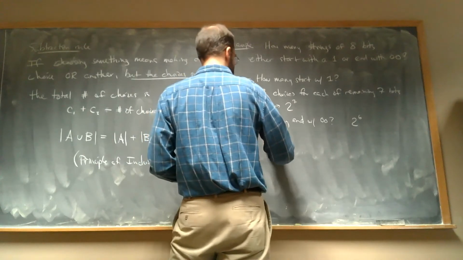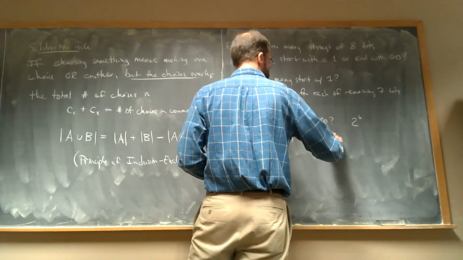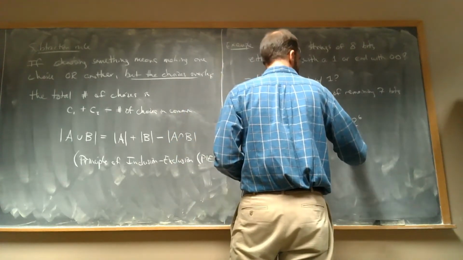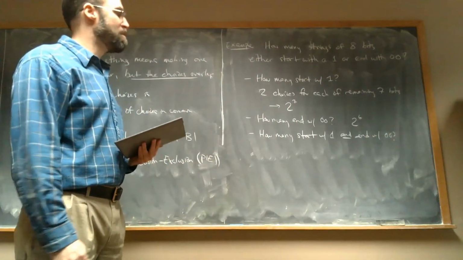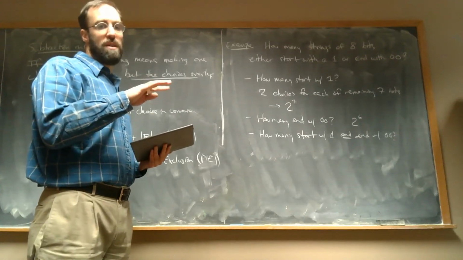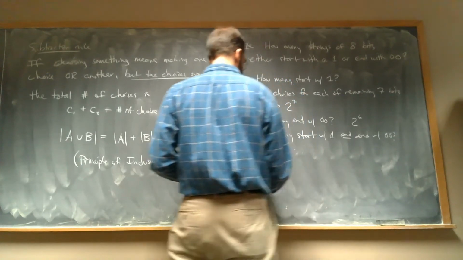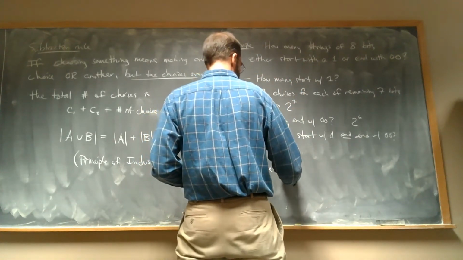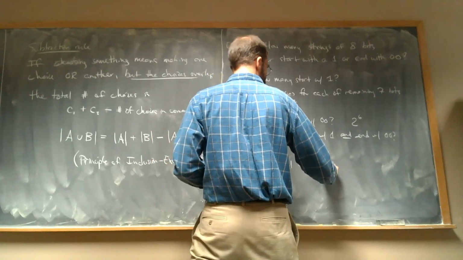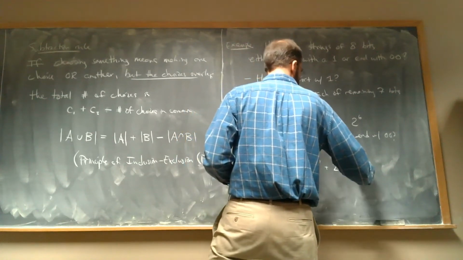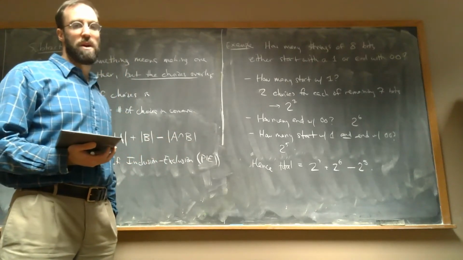So how many start with 1 and end with 0, 0? Again, this is very similar, because now I've got 3 bits that are fixed, and I still have 5 in the middle that I get to choose. So that's going to be 2 to the 5th. Hence, the total is 2 to the 7th plus 2 to the 6th minus 2 to the 5th. I add up the possibilities, then I subtract off the overlap.